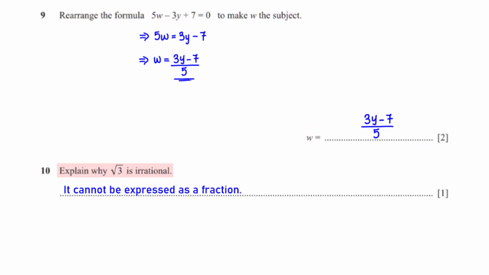Explain why square root of 3 is irrational. Irrational numbers are numbers that cannot be written in fraction form, and so square root of 3 is irrational because it cannot be written as a fraction.